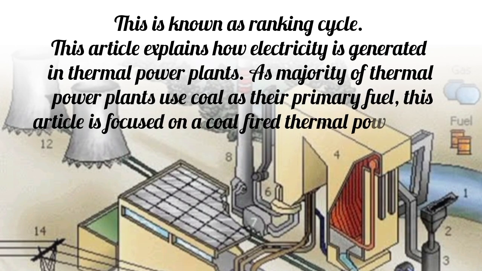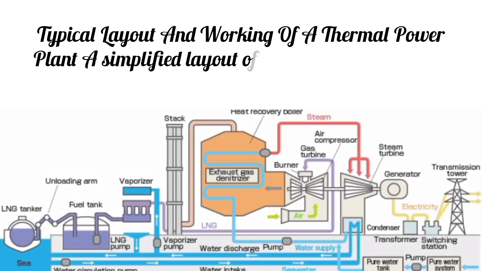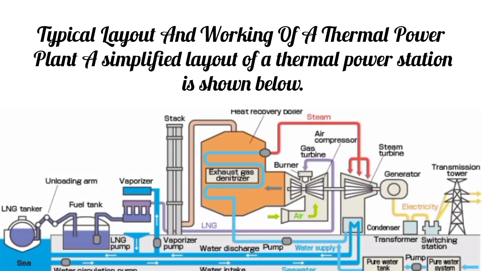This article explains how electricity is generated in thermal power plants. As the majority of thermal power plants use coal as their primary fuel, this article is focused on a coal-fired thermal power plant. Typical layout and working of a thermal power plant. A simplified layout of a thermal power station is shown below.